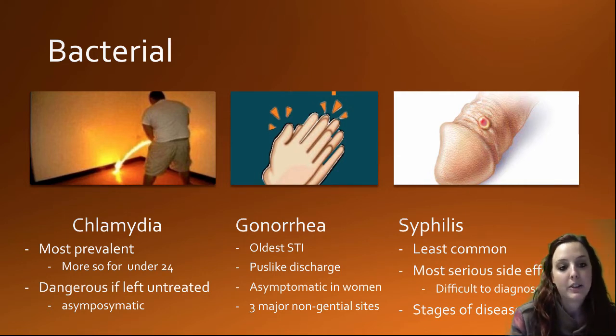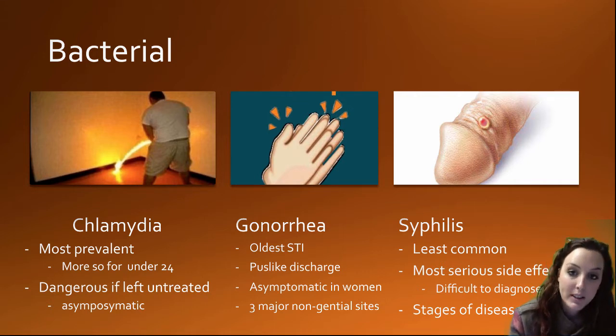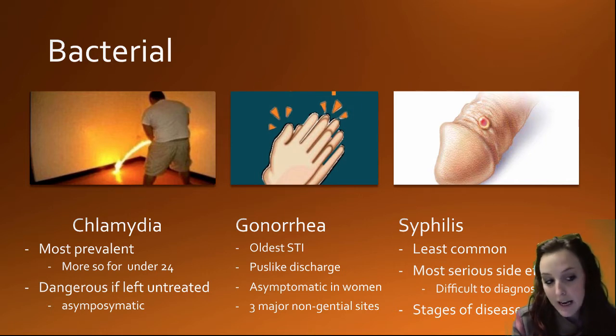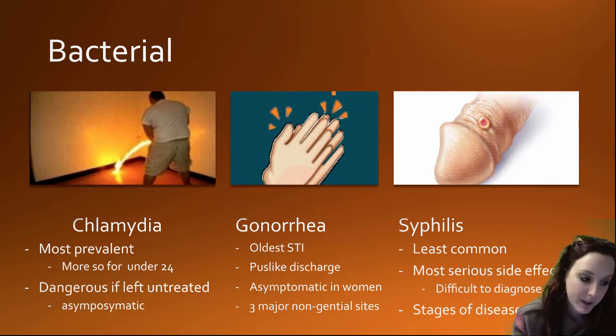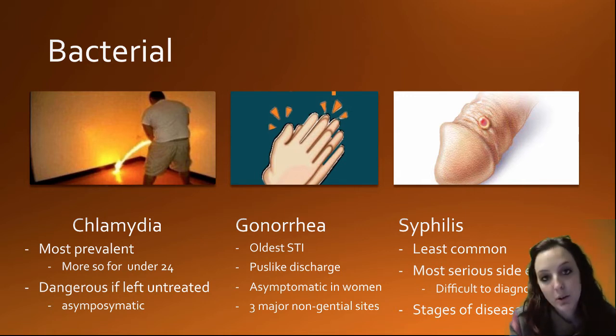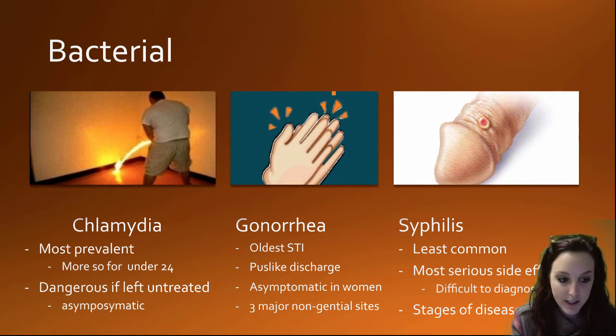Another type of bacterial transmitted infection is gonorrhea. This is more colloquially referred to as the clap. And it is possibly the oldest sexually transmitted infection that we know of, dating back nearly 3,500 years with the first case of gonorrhea occurring. Now, this spreads most often through penis and vagina intercourse, but it can also spread through cunnilingus and fellatio.